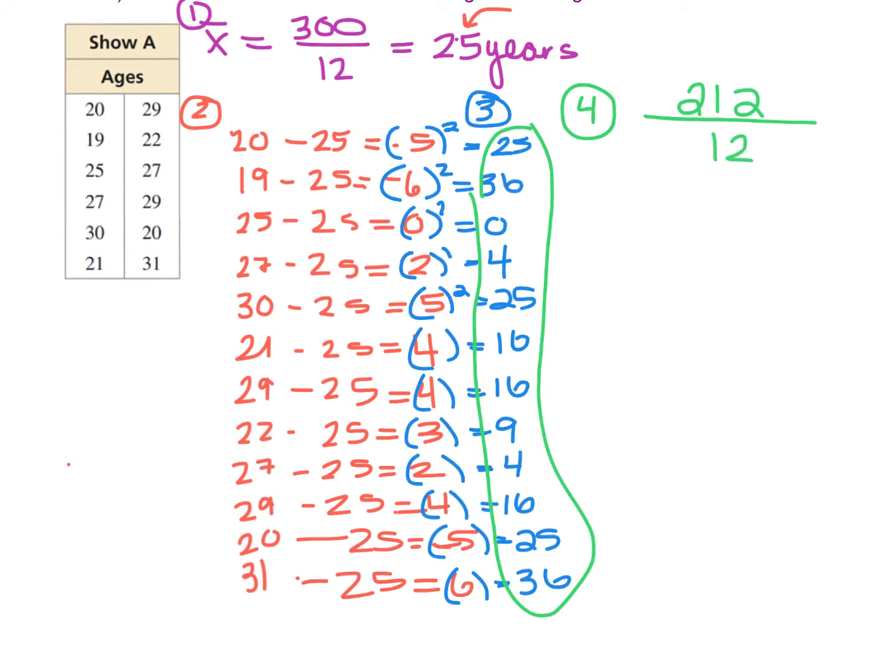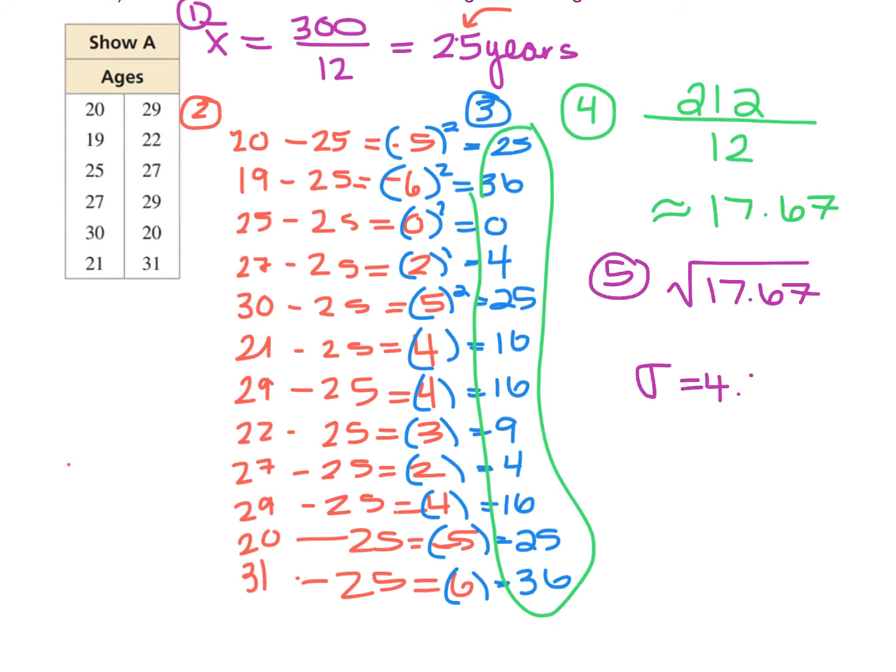And if we divide those two numbers, we end up with approximately 17.67. And then from here, our final step is we need to square root this value in order to find our standard deviation. So we square root 17.67, and we find that our standard deviation value is approximately 4.20.